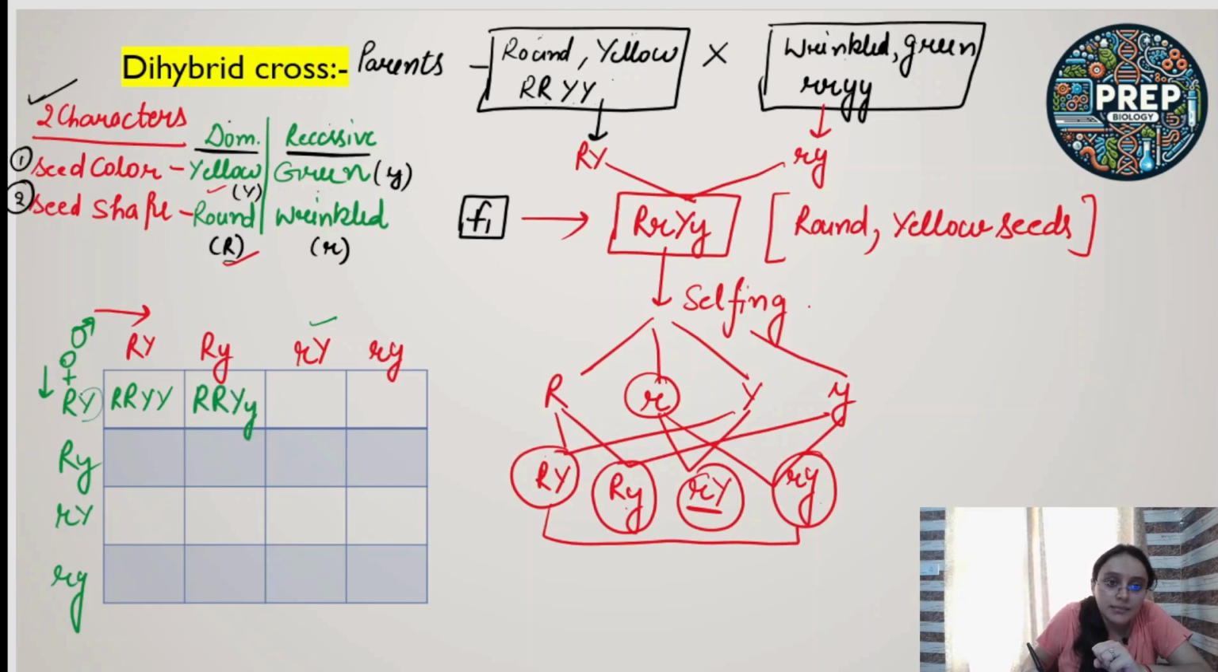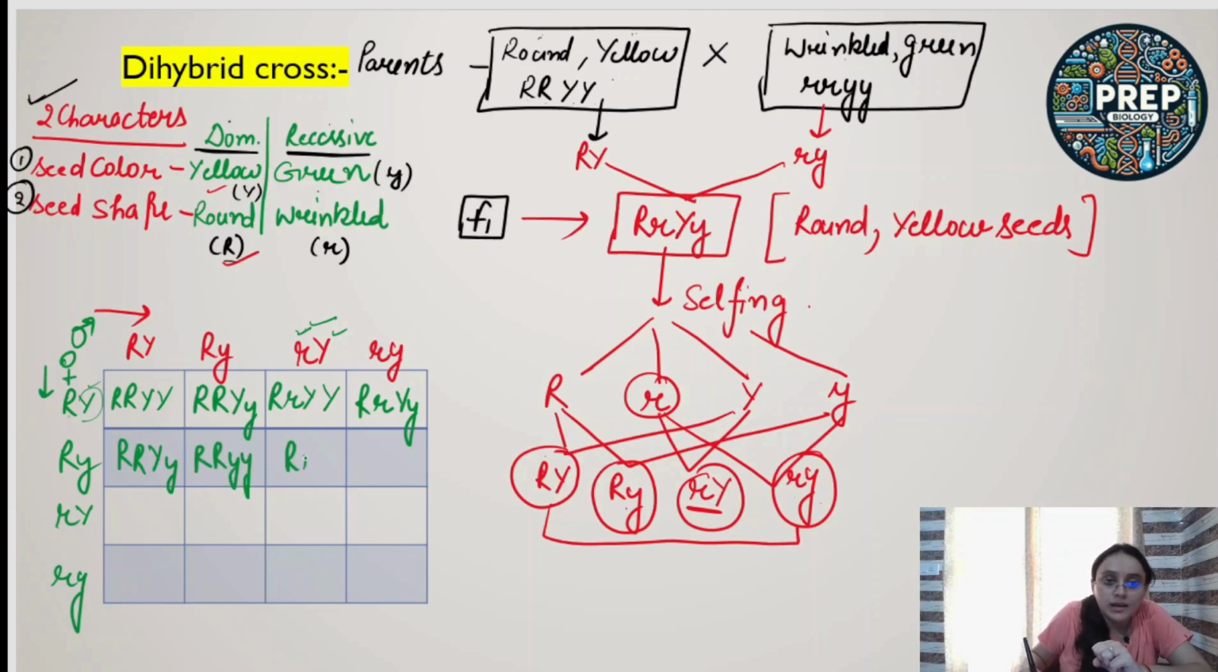Capital Y, this is capital Y and this is small y. Now, this with this. Capital R, small r, capital Y, capital Y. So, like this, the fusion takes place. Okay. So, capital R, capital R, capital Y, small y, capital R, small y, small y.